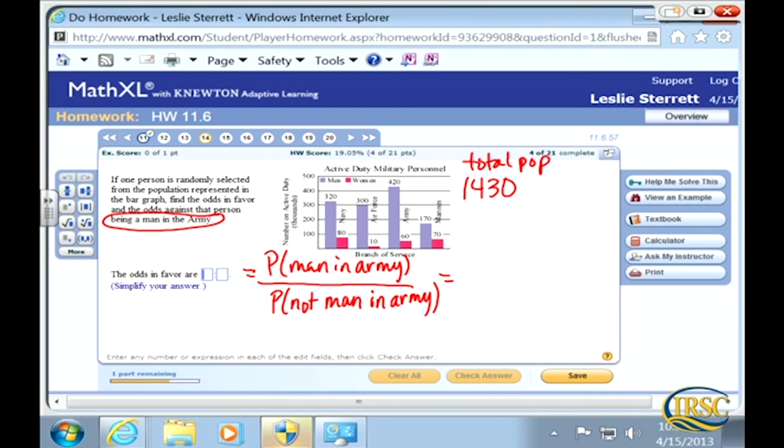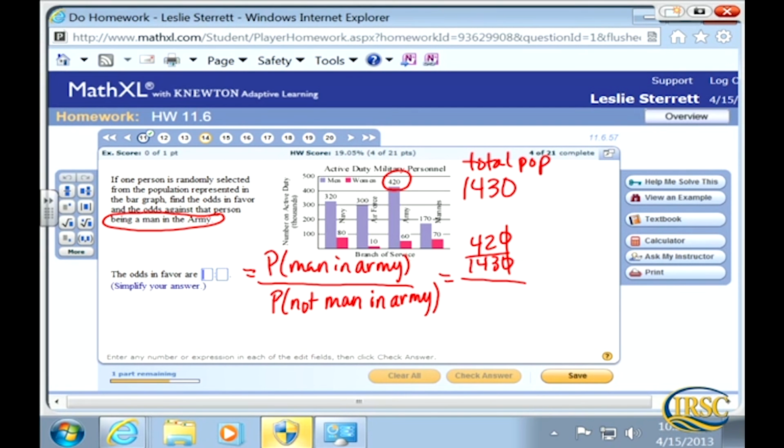we want just a man in the Army. So how many men are in the Army? Okay, 420 over the total 1430. Now that can reduce. I know right away because they both end in a 0. Okay, so if you want, you can cancel out the 0. I don't know if it reduces any further, but I'm going to say it doesn't. So, all right, so if this is the probability that you've selected a man in the Army, now we have to find the probability that you don't select a man in the Army.